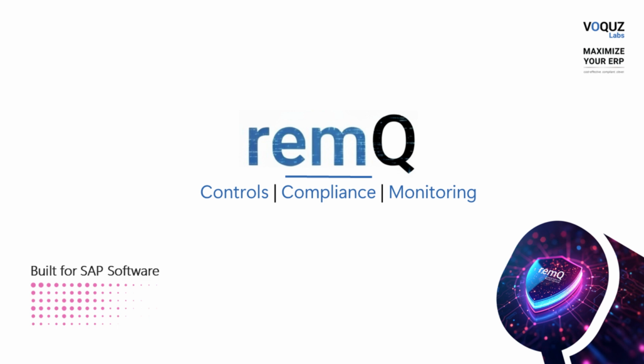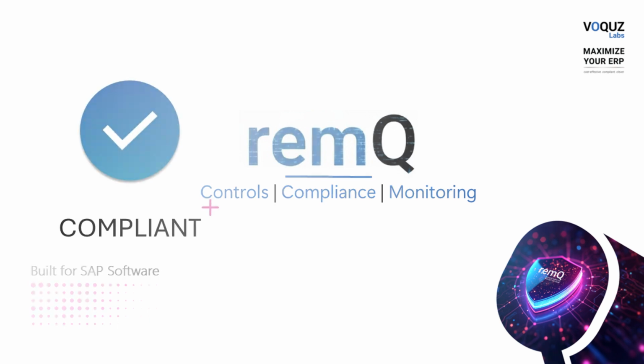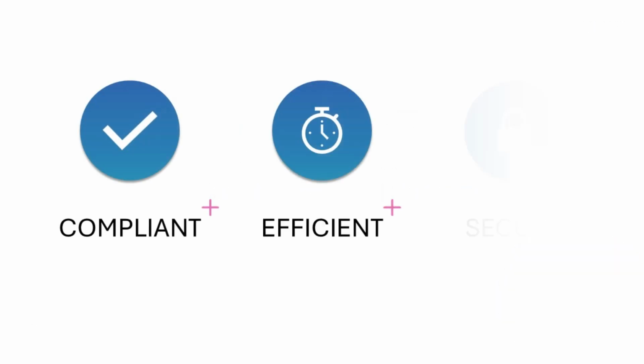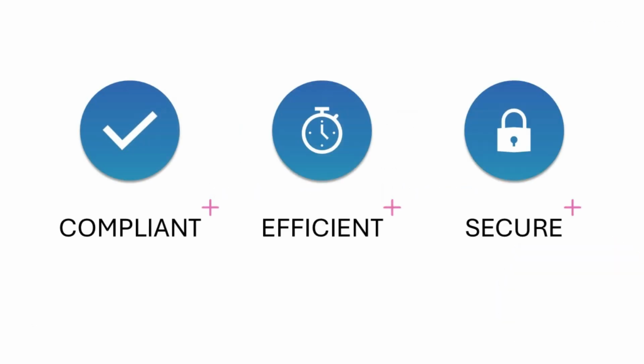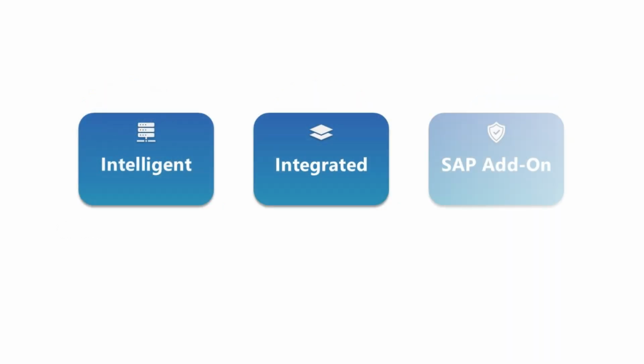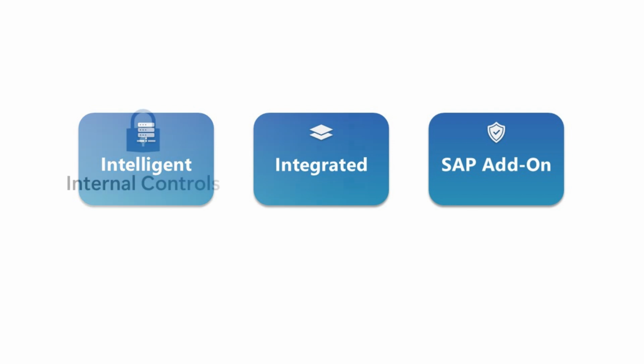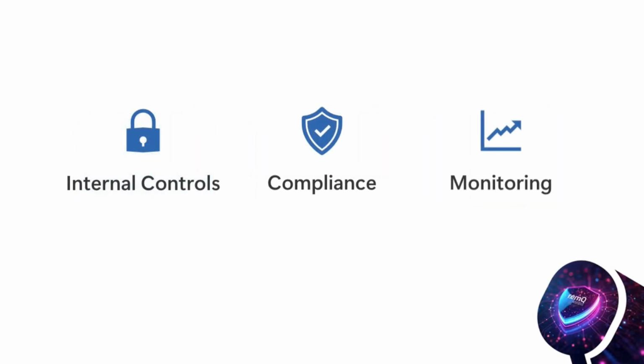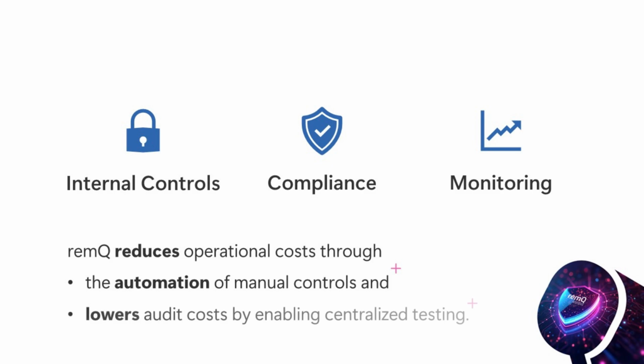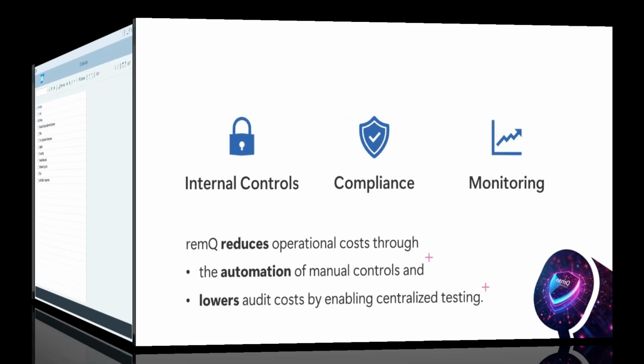In today's complex business environment, organizations face growing pressure to keep their processes compliant, efficient, and secure. These challenges are supported by RemQ. RemQ is an intelligent, integrated SAP add-on. It helps organizations automate internal controls, ensure compliance, and monitor transactions. RemQ reduces operational costs through the automation of manual controls and lowers audit costs by enabling centralized testing.